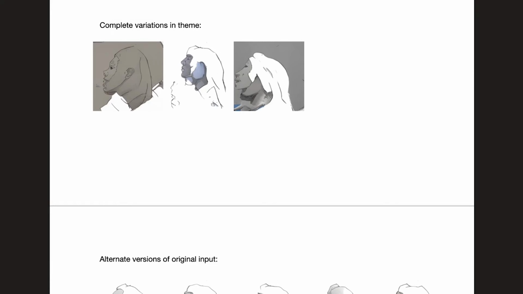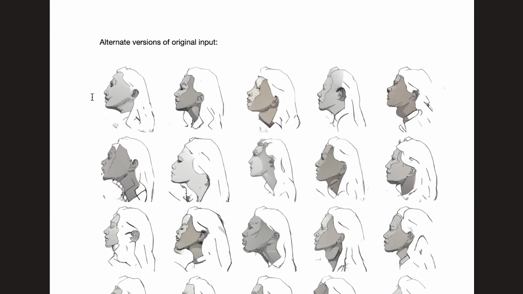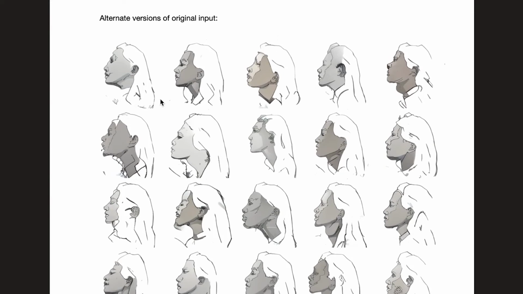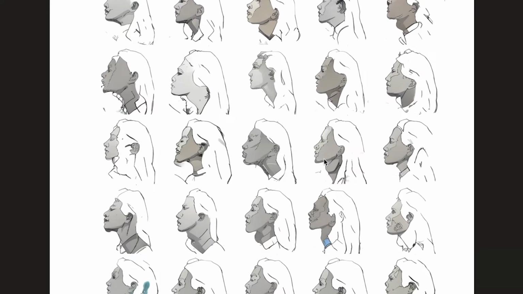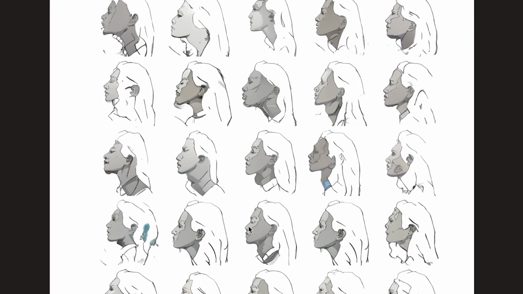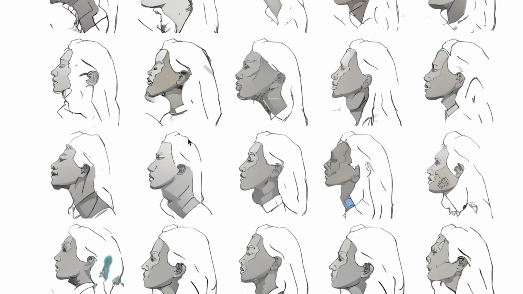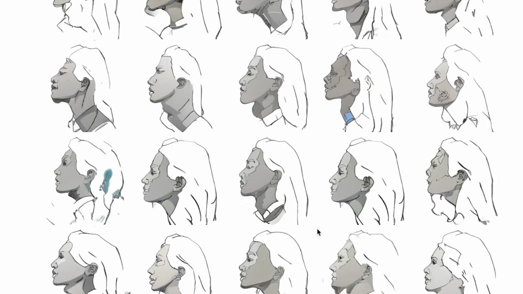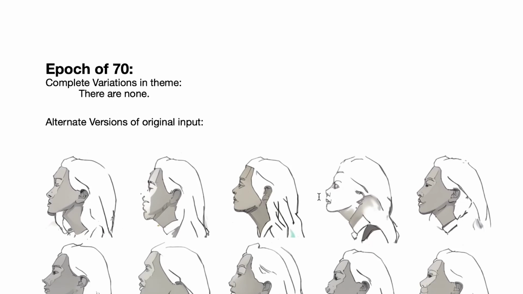Same with the complete variations in theme at 60. We're losing it. And I want you to start to notice that our alternate versions of the original input, they're starting to become unusable. These are still usable in that they are many variations, but the little details. So if I just zoom in a bit, you'll start to notice that there isn't as much detail in the eyes or the facial features. The variation is also much more minimal.